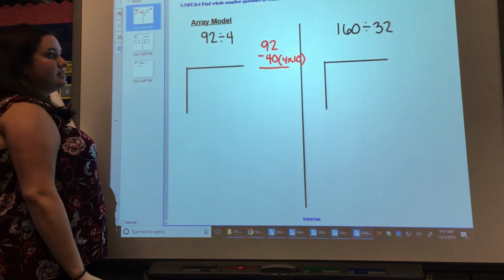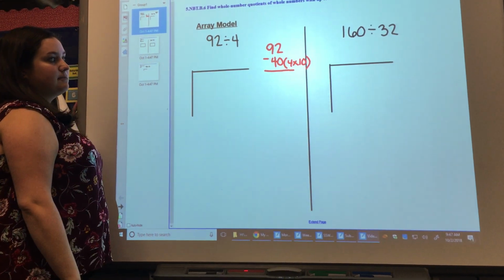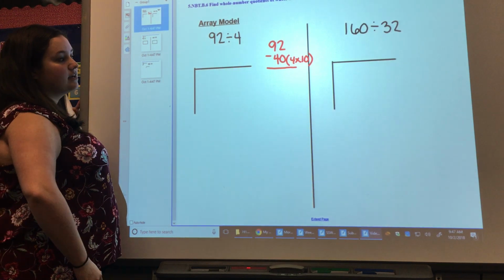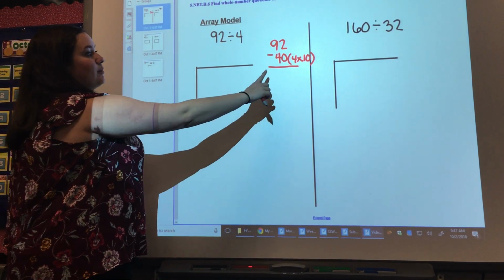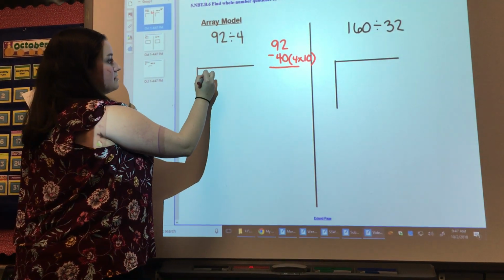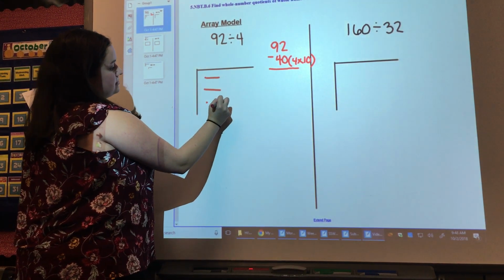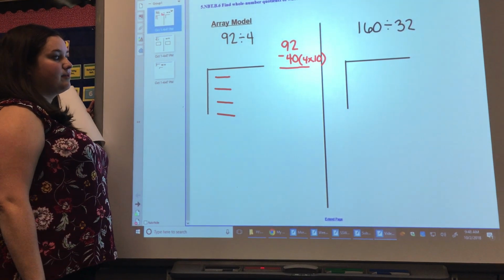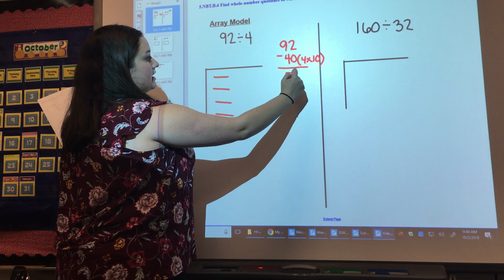While you're doing the work on this side, you have to show it in your model by using base 10 blocks. So base 10 blocks are either a hundreds flat, a tens rod, or a ones unit. So we are showing 4 groups of 10. So our groups go down. So this is a tens rod. That's 1 group, 2 groups, 3 groups, and 4 groups of 10. So this is what we've done so far. When we take that out, we subtract and we get 52.